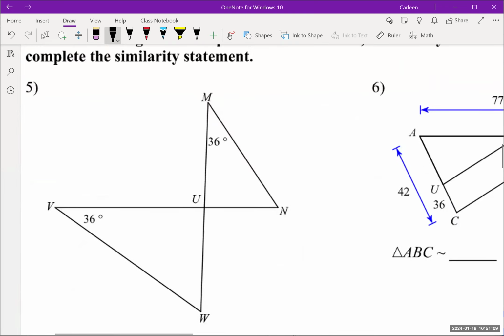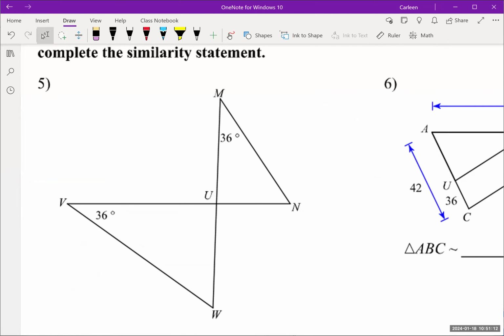Here we go. Prove that the triangles are similar. Okay, prove that the triangles are similar. Now, I'm going to say this angle congruent to this angle. I'm going to call it angle 1 and angle 2. Angle 1 congruent to angle 2. Why is that? Thank you. Vertical angles. Ding, ding, ding, ding.